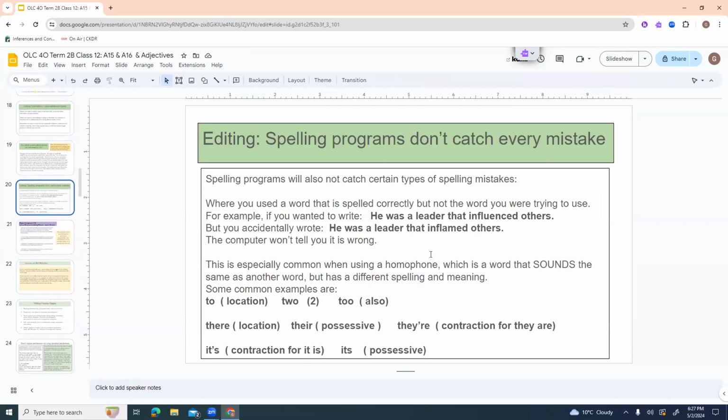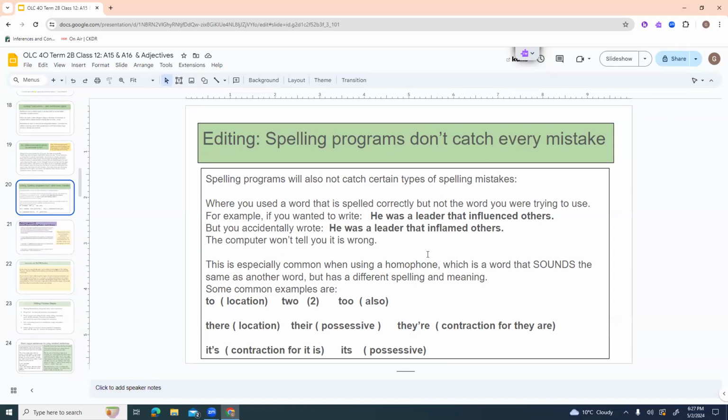Oh, and spelling programs don't catch every mistake. There are two main types of mistakes that a spelling program will not usually catch. One is if you spell the word correctly, but it wasn't the word you were actually trying to use. For example, if you meant to write, he was a leader that influenced others, but you accidentally wrote he was a leader that inflamed others, the computer's not going to tell you it's wrong, right? That's a meaning issue, not a spelling issue.